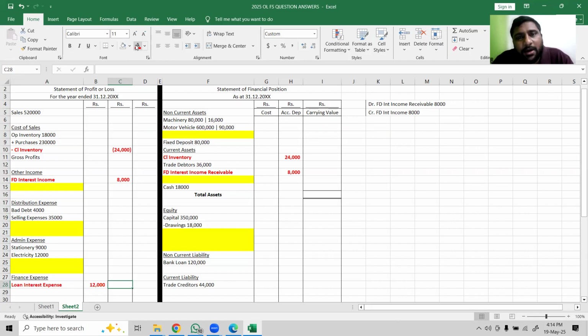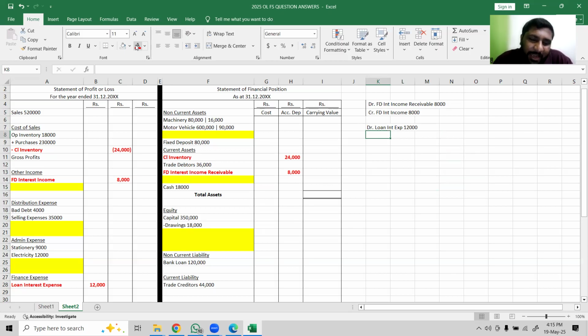Can anyone tell me what should be the other place? So loan interest expense is debited. Debit the loan interest expense account 12,000. What should be the other place? Anyone?